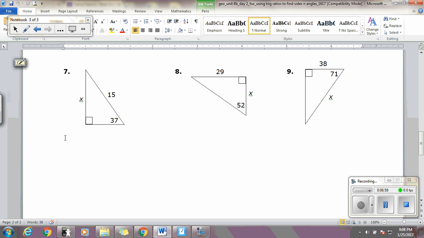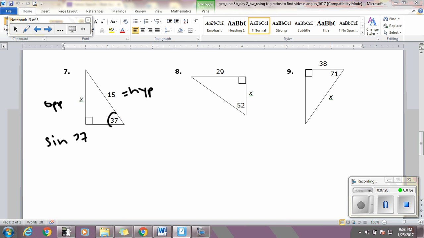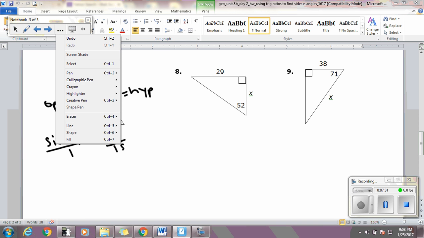Number 7, x is a side, yet again. So our reference angle is 37. X represents the opposite side. 15 represents the hypotenuse. So again, I would use the sine function. So sine of 37 degrees is equal to opposite, which is x, over hypotenuse, which is 15. So put sine 37 over 1 and cross multiply.